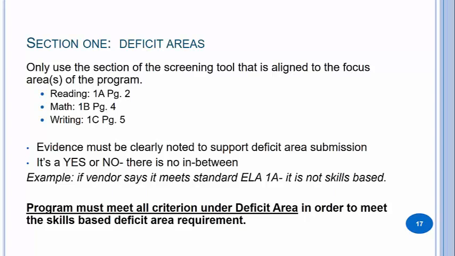That's a tier one issue. I'm sure you have great products, thank you very much, but that's a tier one core instruction issue. Right now we're talking about what's needed at tier two and tier three in special education. And so the first part of the rubric really breaks down reading deficits, math, and writing. So if you're having a vendor submit in the area of reading, then you're going to focus on 1A, page 2. If you're having a vendor that's submitting for math, then you're going to focus on 1B, page 4, and so on with writing, 1C, page 5. And that's the first section. So you're just going to be filling that out based on the area that the vendor claims they are submitting for.